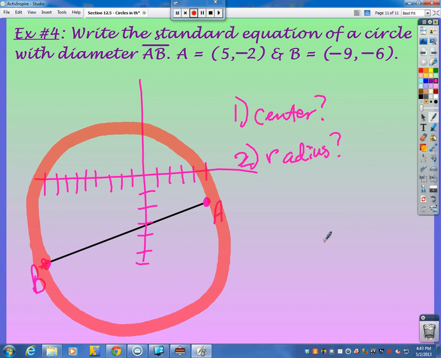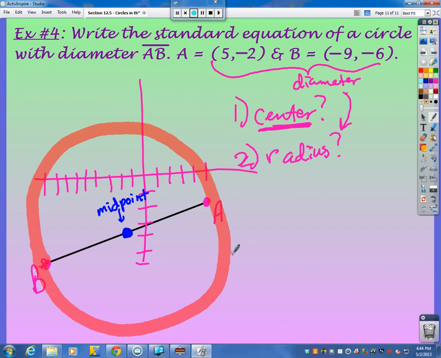All right, now I could find the length, the distance from A to B, and that would give me the length of the diameter, and I could cut that value in half, and that would give me my radius. Cool. Now, how do I figure out the exact center of my circle? Well, the thing to consider is where would the center really be in my picture? Well, the center would be on the midpoint. It would be the midpoint of my diameter.